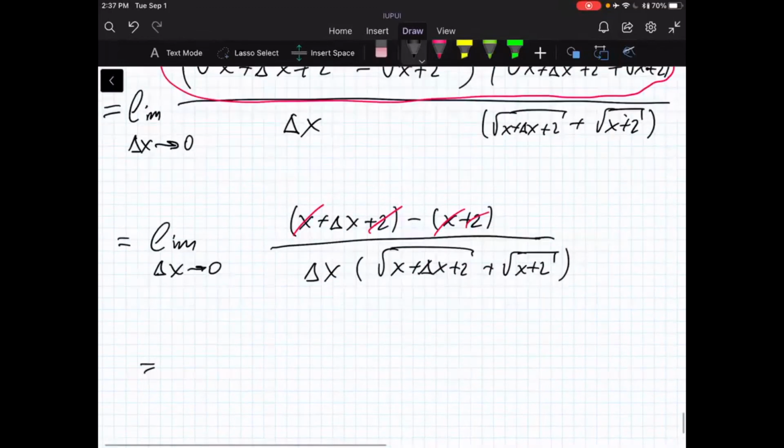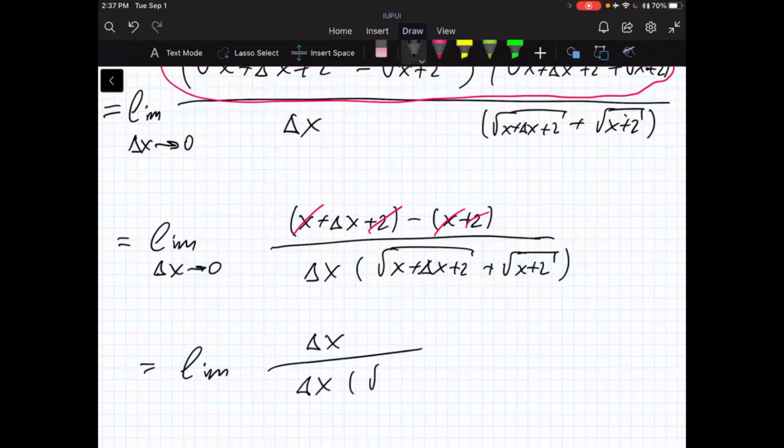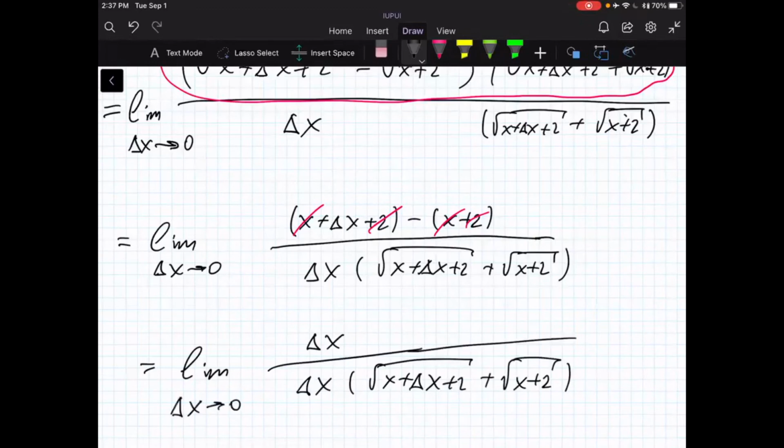So I get that this is the same as the limit of delta x divided by delta x, times the square root of x plus delta x plus 2 plus the square root of x plus 2, when delta x goes to 0. And again, I see cancellation of the delta x. And what is left?